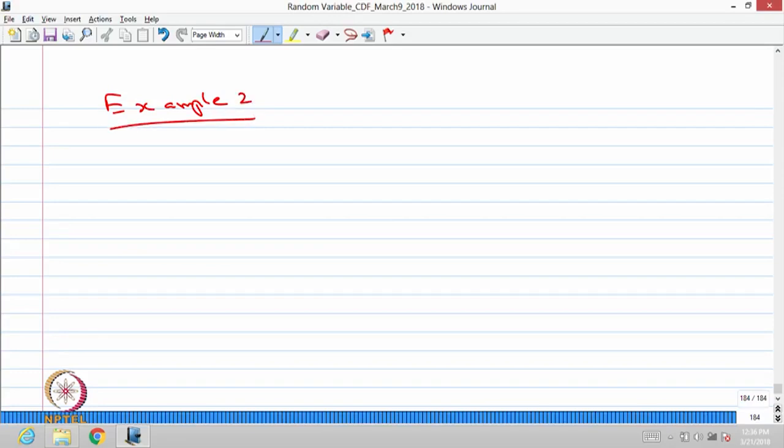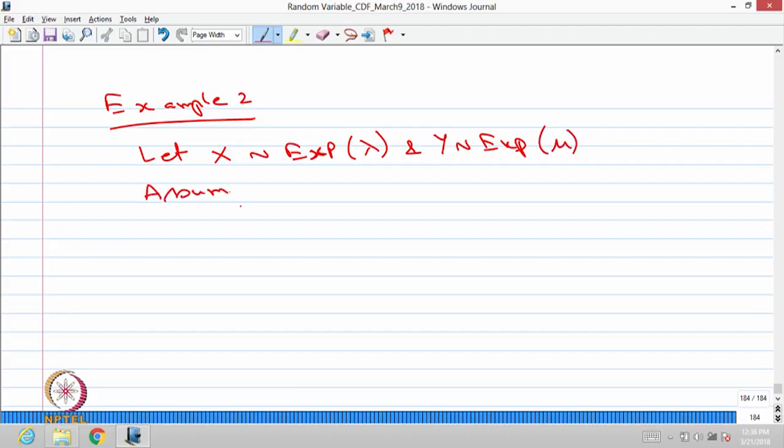We will go for a second example. The second example: let x follow an exponential distribution with parameter lambda and y follow an exponential distribution with parameter mu. Assume that both the random variables are independent.